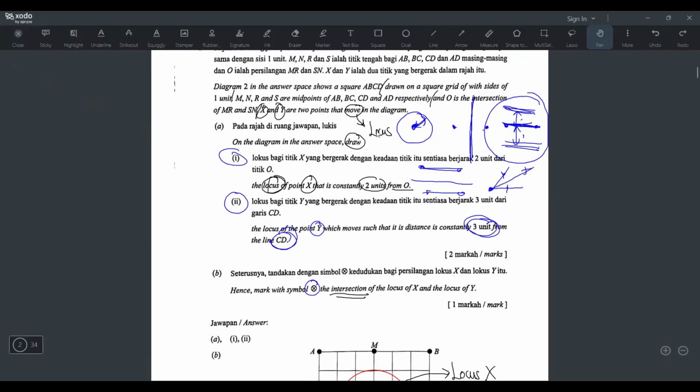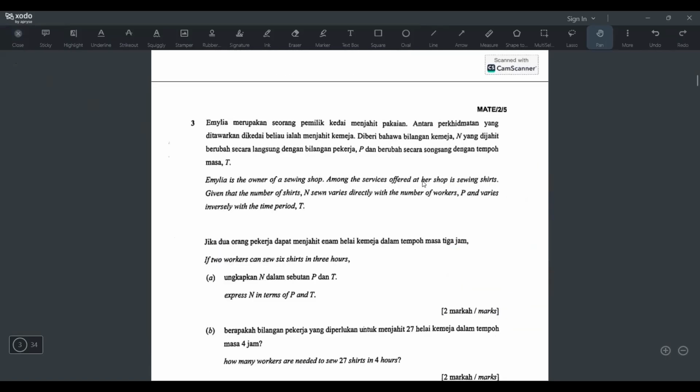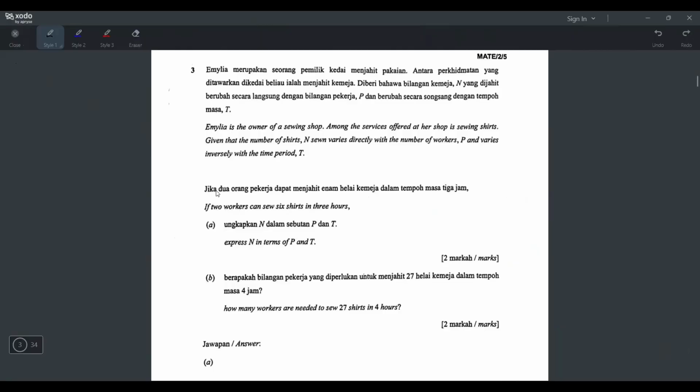Hope you understand. And make sure you're familiar with all the locus, all the different types of locus that you need to draw. Okay, so this is my notes for you lah. Okay, hope you understand. All right, let's continue with number 3.